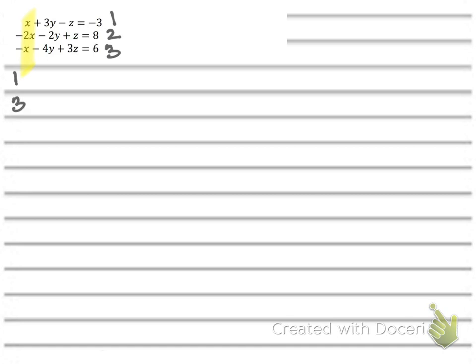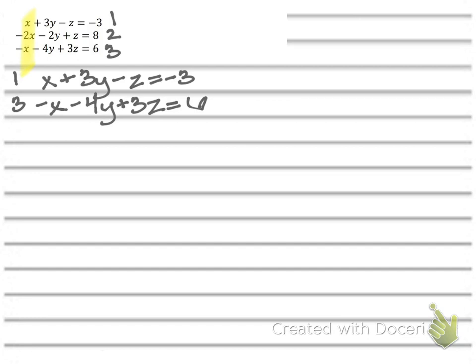So 1 is x plus 3y minus z is negative 3. And 3 is negative x minus 4y plus 3z is 6. And I can get rid of it pretty quickly, right? I don't need to multiply by anything. I'm trying to get rid of x, and the x just goes away when I add here, and I'm left with negative y plus 2z is 3. And that is equation 4.